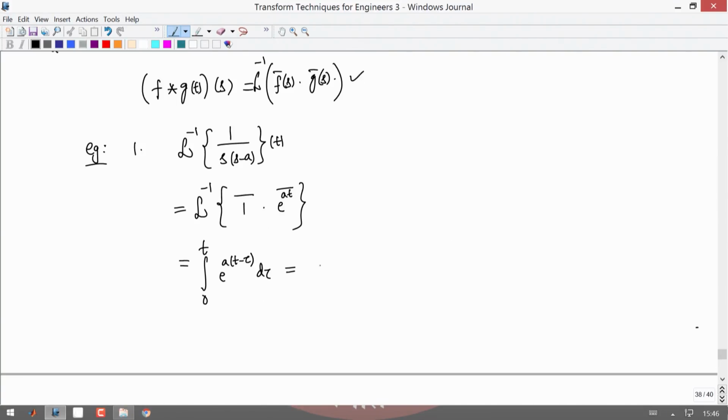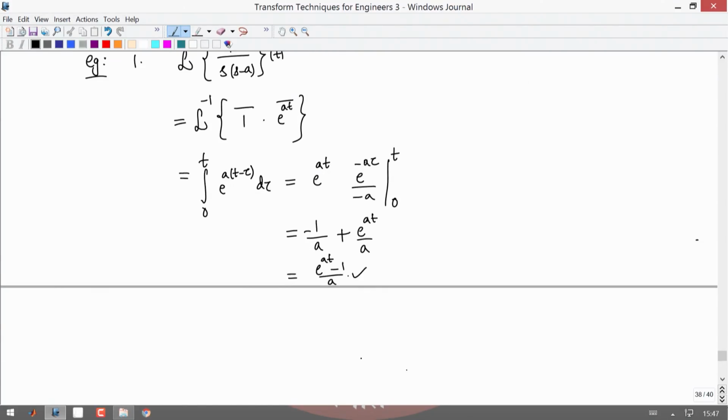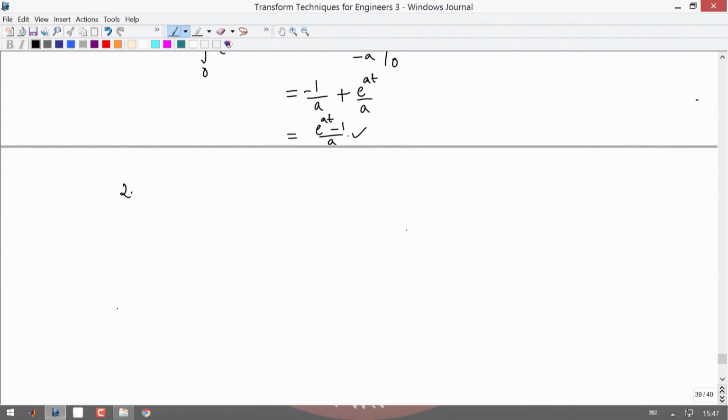So, what is this one? This is actually equal to e power a t times the integral of e power minus a tau, whose antiderivative is e power minus a tau by minus a, with limits 0 to t. So, you get minus 1 by a plus e power a t by a. This is exactly what you need to get, e power a t minus 1 over a. So, in this example, that is the inversion.